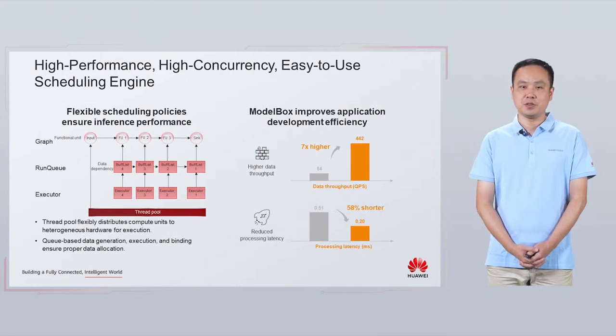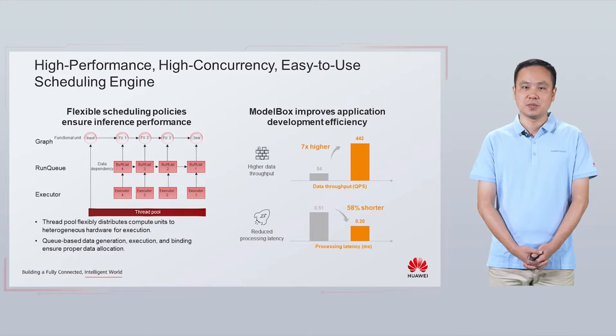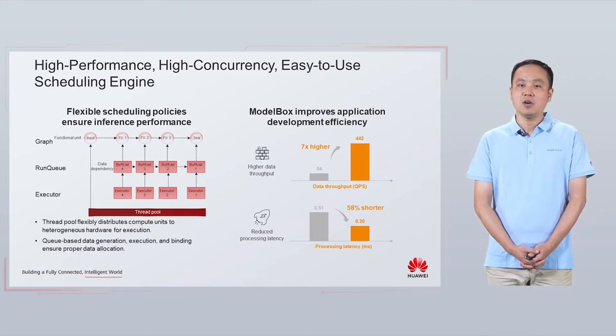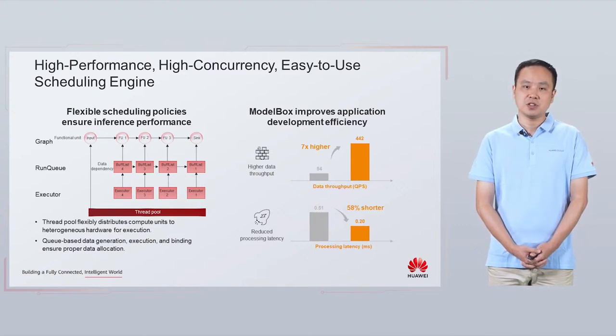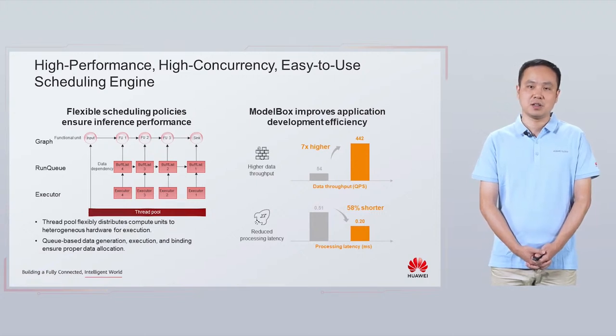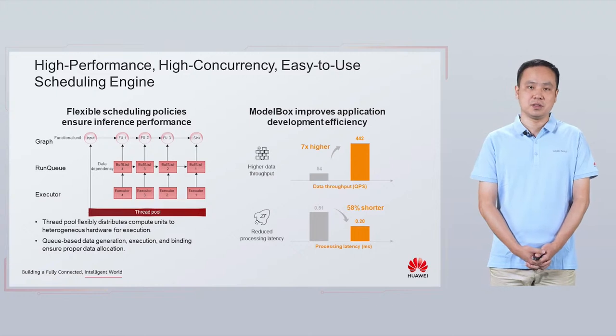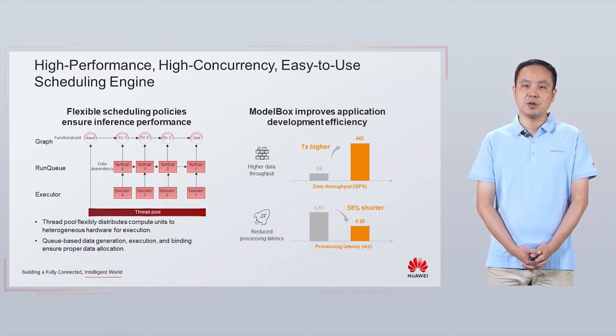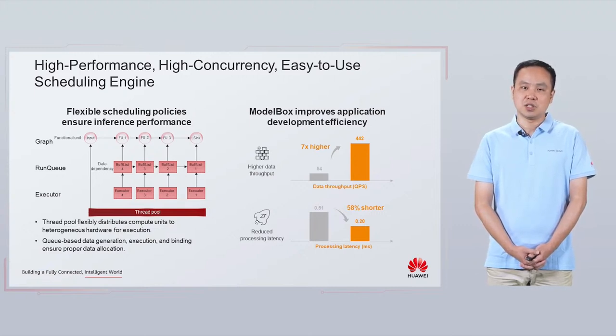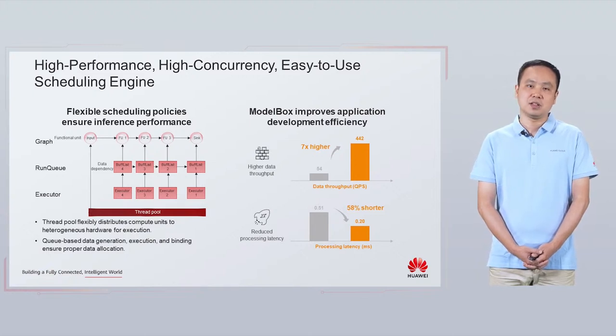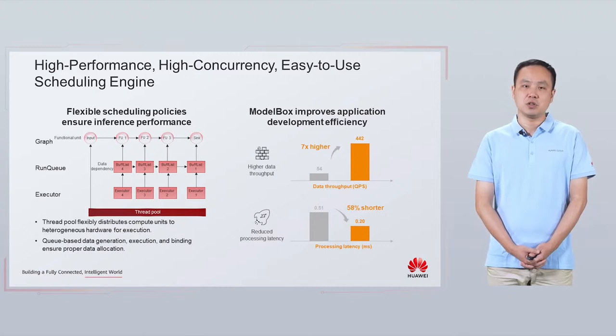First, we use a high-performance concurrent scheduling engine. With the support of this engine, developers can optimize applications without needing to focus on the underlying scheduling mechanism. ModelBox encapsulates all tasks into functional units. Multiple functional units can form a complete application. ModelBox provides a flexible scheduling policy. When a task is executed, the computing of functional units is concurrently scheduled by a thread pool. Such a scheduling policy ensures that the computing units can be accurately allocated to the corresponding heterogeneous hardware. In addition, data and execution units are bound during computing, which ensures proper data allocation and high data throughput.